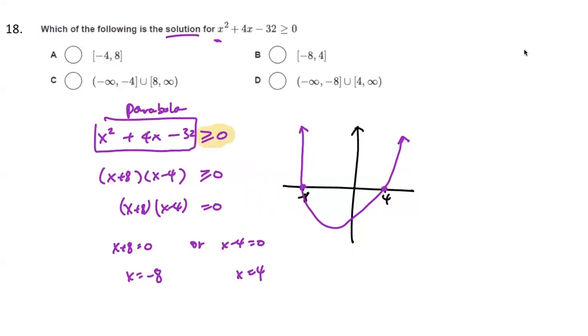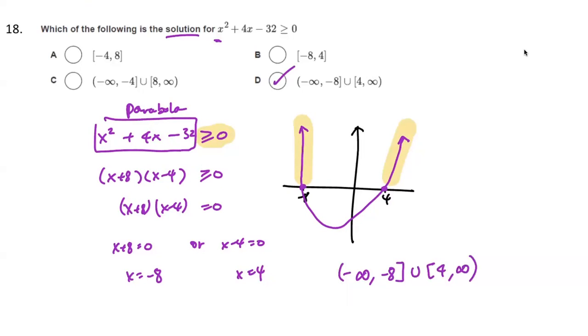Well, can you see which part of the graph is above 0? It is this part and this part. Okay, meaning that anywhere when x is from negative infinity to negative 8, that would be greater than 0, or from 4 to infinity, that would be greater than 0. So that's how we know that D is our answer, because the parabola tells us which part of it is greater than 0.